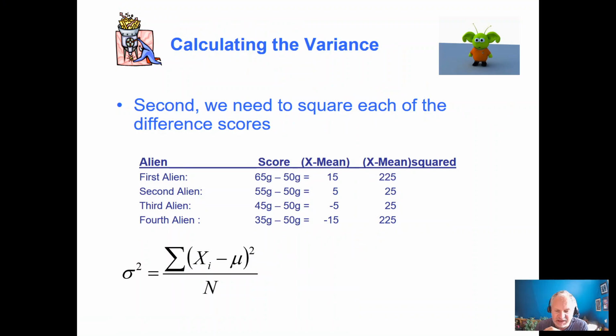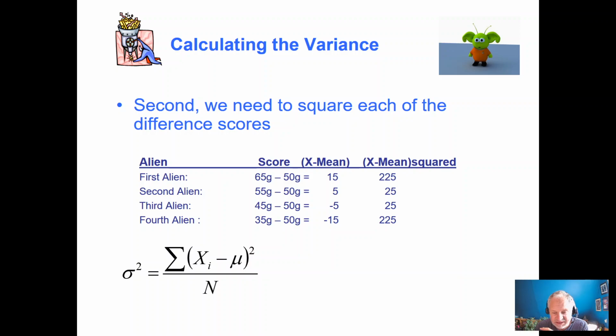So what I do is I take 65 minus 50, the mean is 50. The value is 15, square it to 225. 55 minus 50 is 5, square that, it's 25. Now here, 45 minus 50 is actually minus 5. Well, minus 5 squared is minus 5 times minus 5, which is 25. Multiplying two minuses makes a positive. Similarly, minus 15 times minus 15 is equal to 225. By squaring the values, it doesn't sum up to 0 anymore, which is what I need. I need it to be some value other than 0.